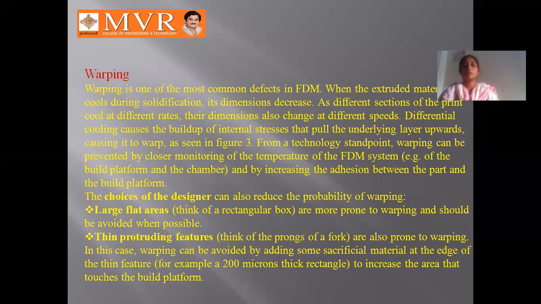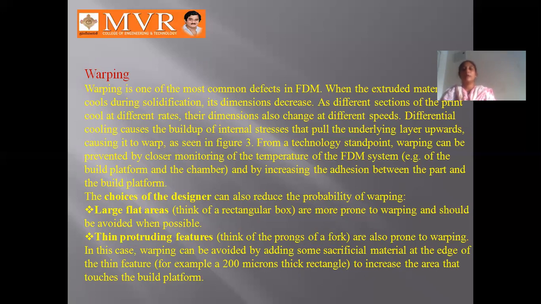From a technology standpoint, warping can be prevented by closer monitoring of the temperature of the FDM system and by increasing the adhesion between the part and the build platform. The choices of the designer can also reduce the probability of warping. There are two main types of warping-prone cases: one is large flat areas, another one is thin protruding features.